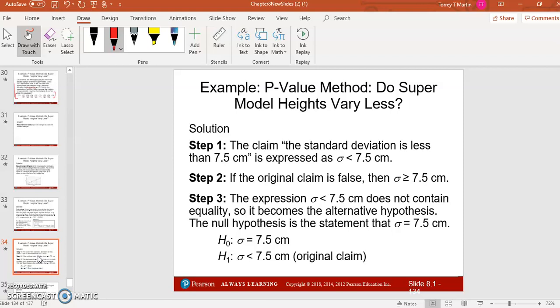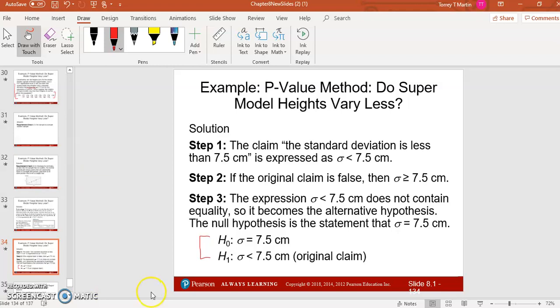Okay, so as I've already stated earlier, these are my claims. My null is that sigma is equal to 7.5 centimeters, and the alternative is that sigma is less than 7.5 centimeters. So there's going to be a left tail test.